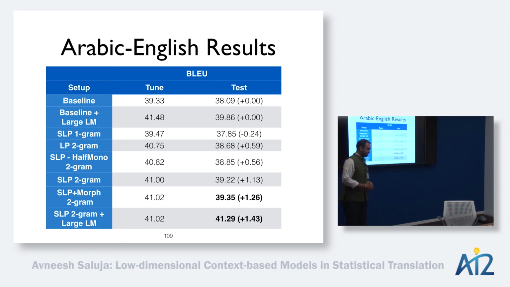And the bullet point that I like here is that we then trained a very large language model, a 5-gram language model, 7.6 billion tokens. We threw that into the setup and we got even better improvements, which indicates to me that we're doing something orthogonal here to what the language model is providing.